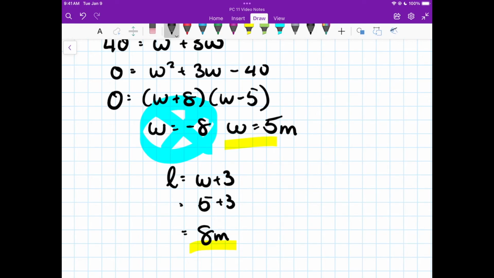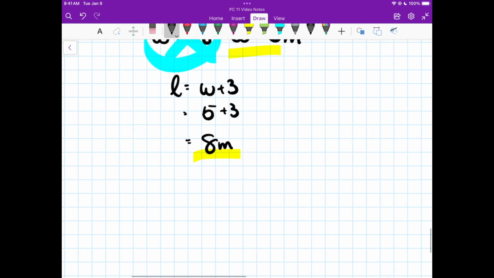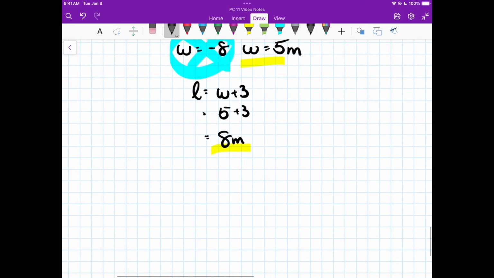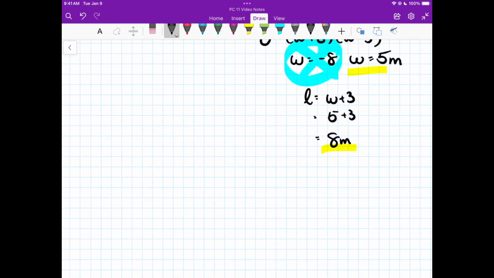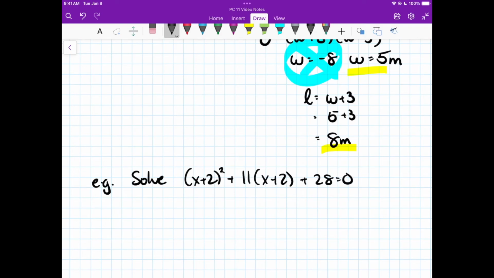Okay, the last thing that we're going to look at is a couple of harder types of questions. This is something pretty advanced, but something that you do want to know how to deal with. It's a skill that you might use in other classes as well. So if I want to solve x plus 2 squared plus 11 times x plus 2 plus 28 equals 0.